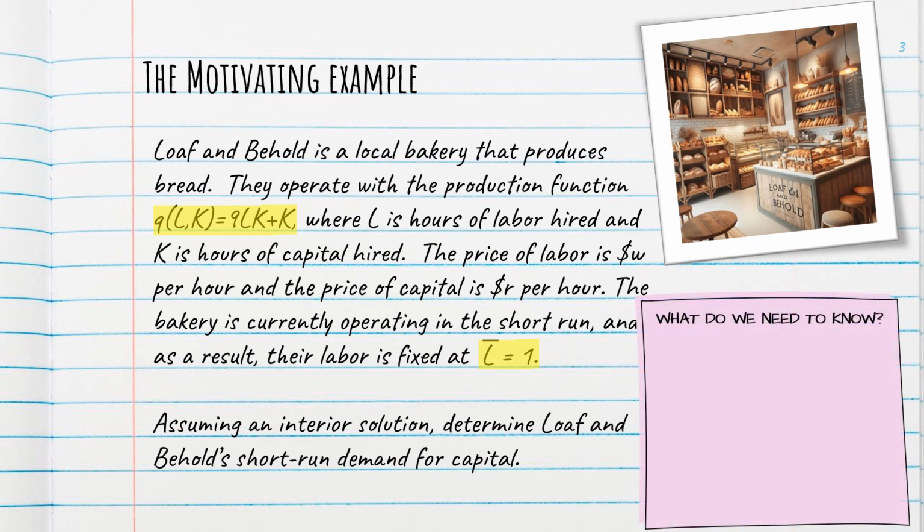What do we need to know to solve this question? We just need the production function as well as the amount of the fixed input.